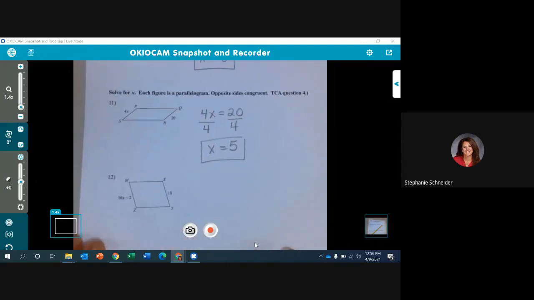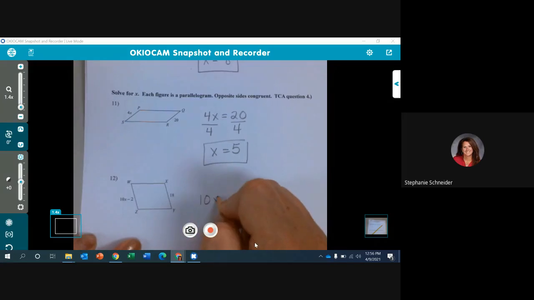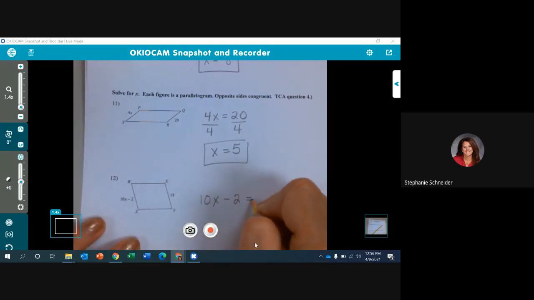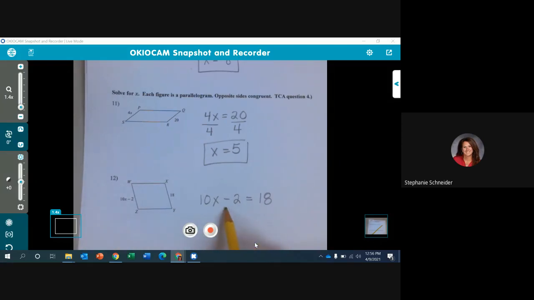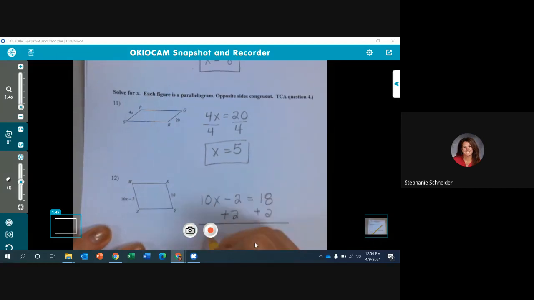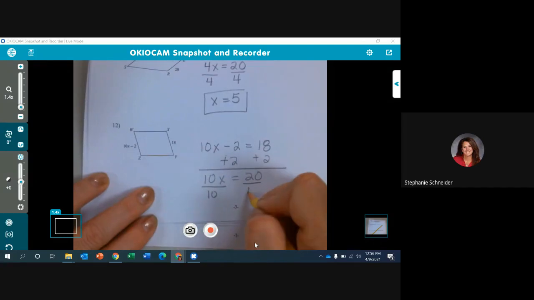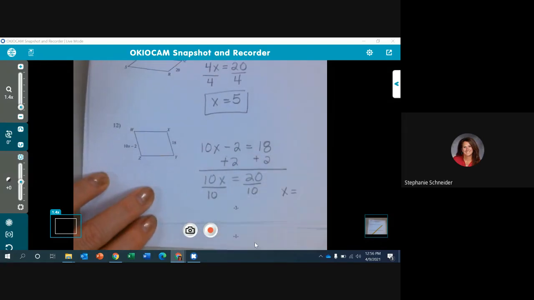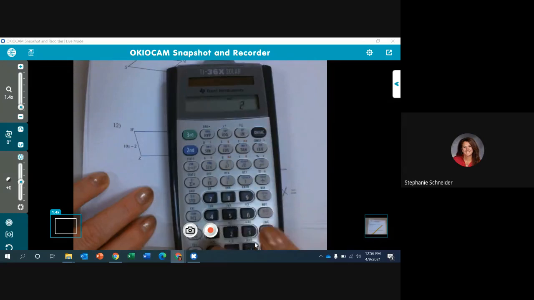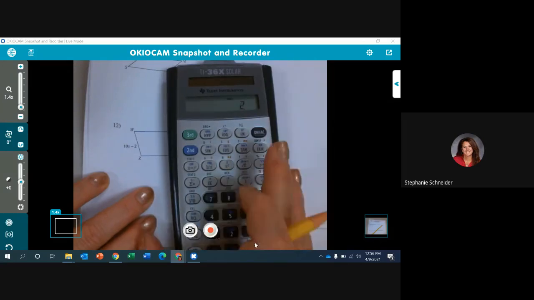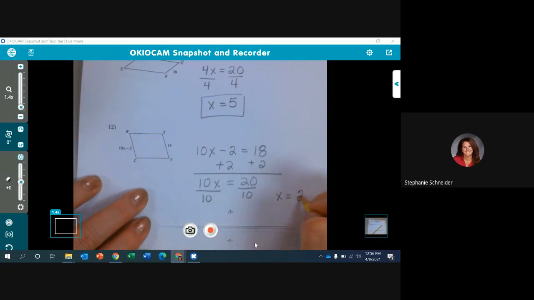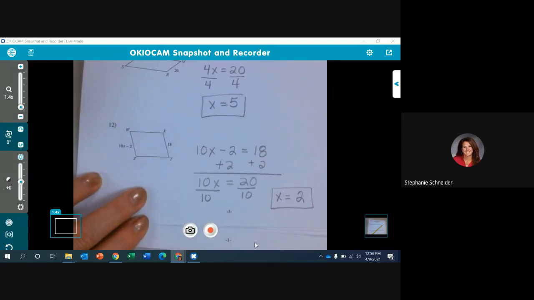Okay, let's do our next problem here. We have 10x minus 2 equal to 18. Okay, remember this is a negative 2, so we have to add 2 to both sides. So we get 10x is equal to 20. Then we are going to divide both sides by 10. And we get x is equal to 20 divided by 10 equals 2. So x is going to equal 2.